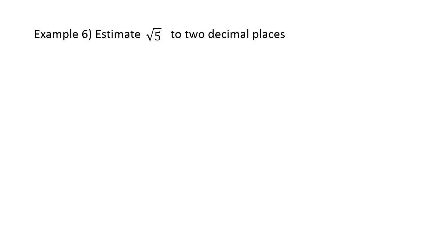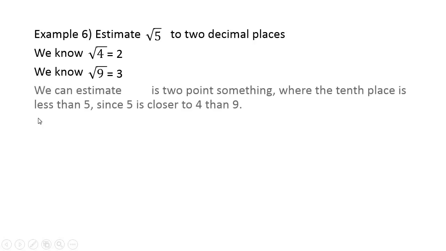Example 6. Estimate square root of 5 to 2 decimal places. We know that the square root of 4 is 2. Oh, first of all, square root of 5 does not have an even square root, of course. And we know that the square root of 9 is a 3. We can estimate that the square root of 5 is 2 point something, where the 10th place is less than 5, since 5 is closer to 4 than 9.